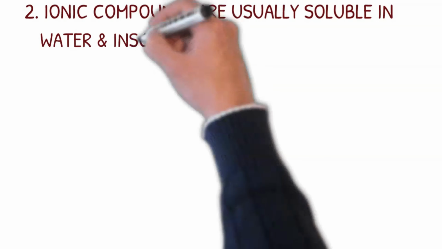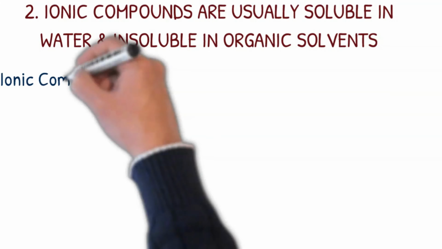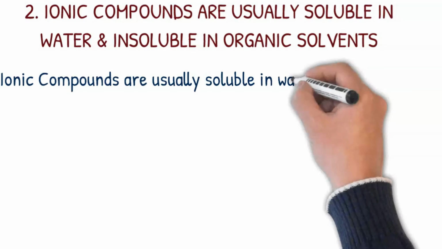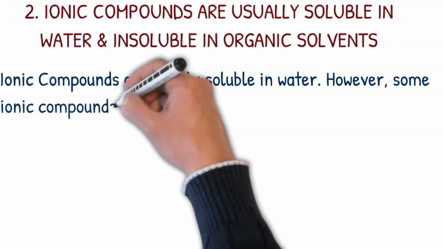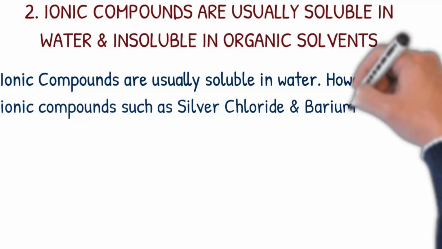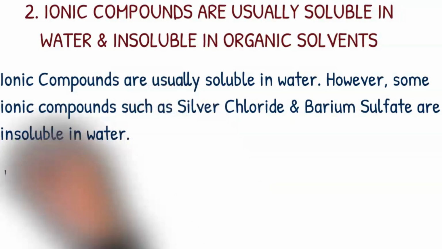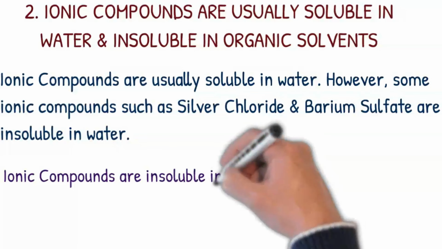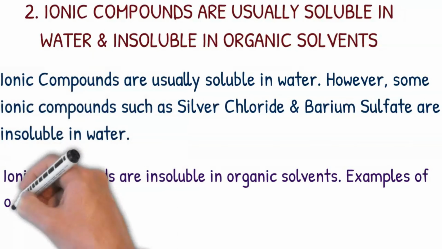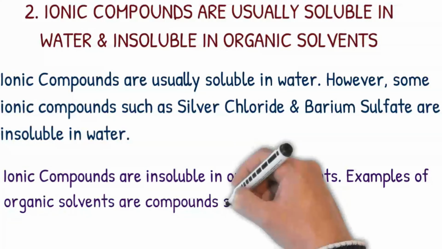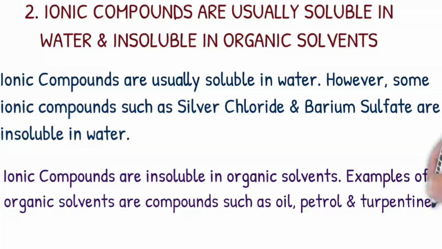Ionic compounds are usually soluble in water and insoluble in organic solvents. Ionic compounds are usually soluble in water. However, some ionic compounds such as silver chloride and barium sulfate are insoluble in water. Ionic compounds are insoluble in organic solvents. Examples of organic solvents are compounds such as oil, petrol and turpentine.